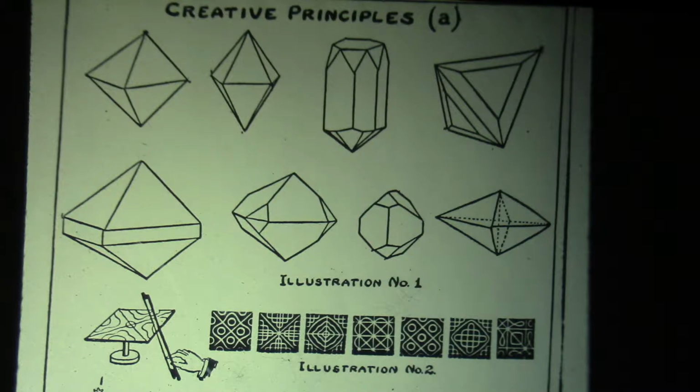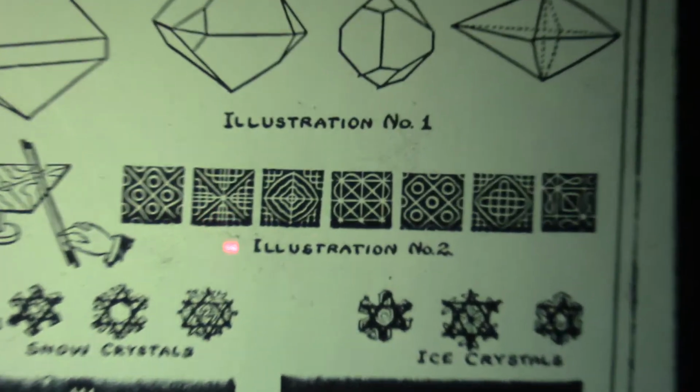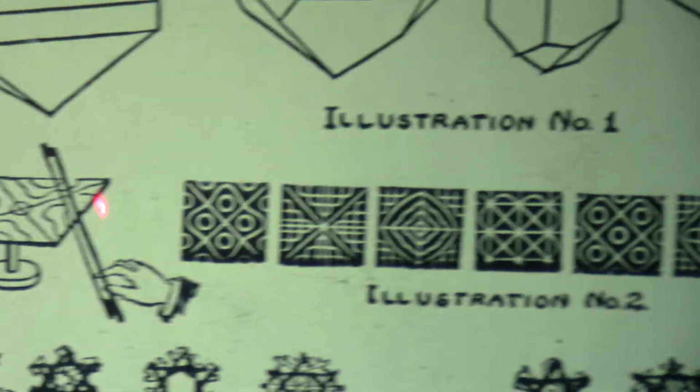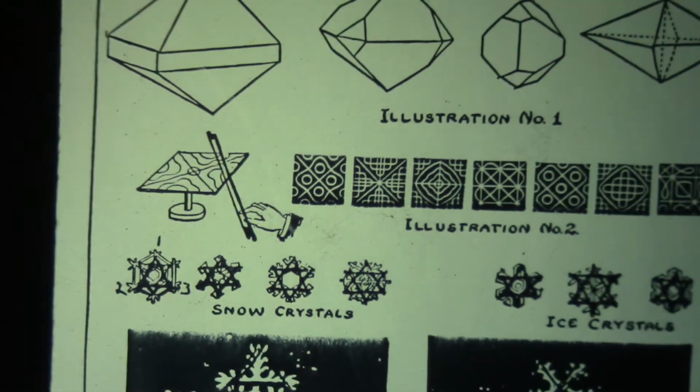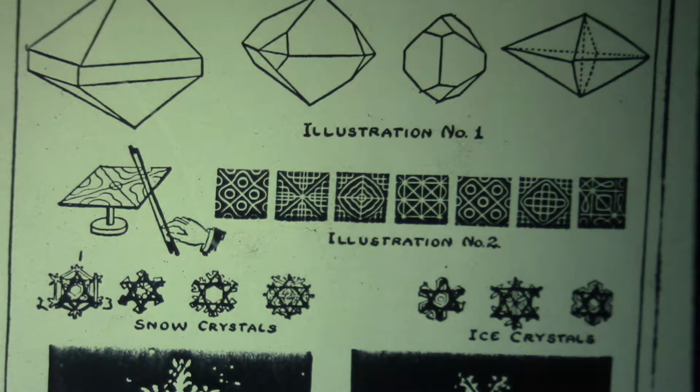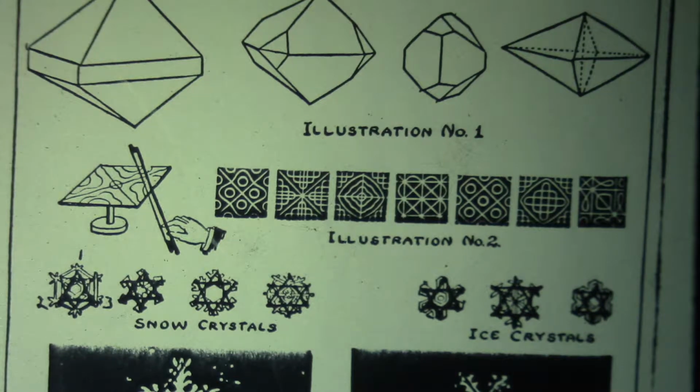It has been demonstrated that by sprinkling sand on a piece of glass, as is shown in illustration 2, and running a violin bow on the edge of the glass, the sand arranges itself in various patterns, as is shown in the 7 black squares. Notice the forms, the shapes of them. Triangle, lots of triangles.